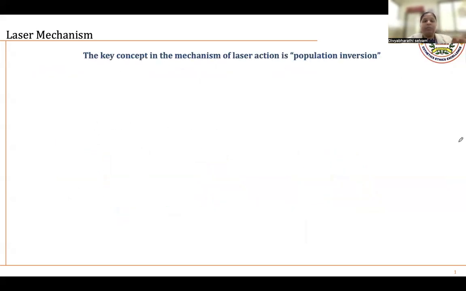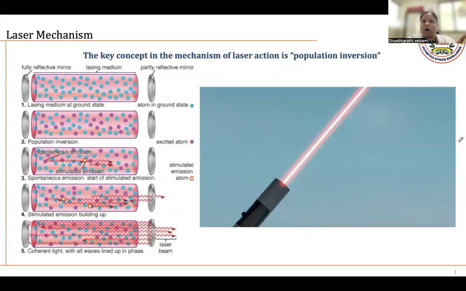Okay. Now the key concept of this mechanism we call population inversion. So now look at the video.